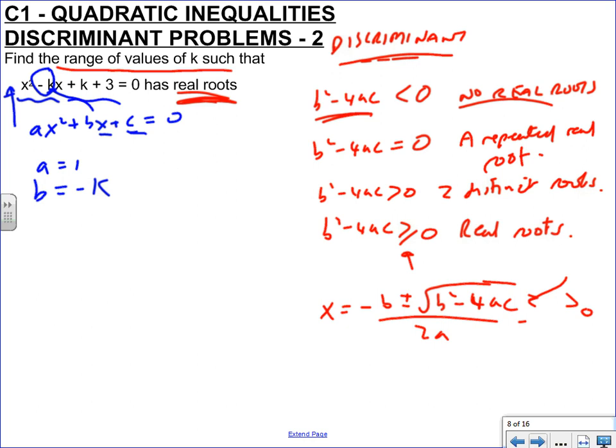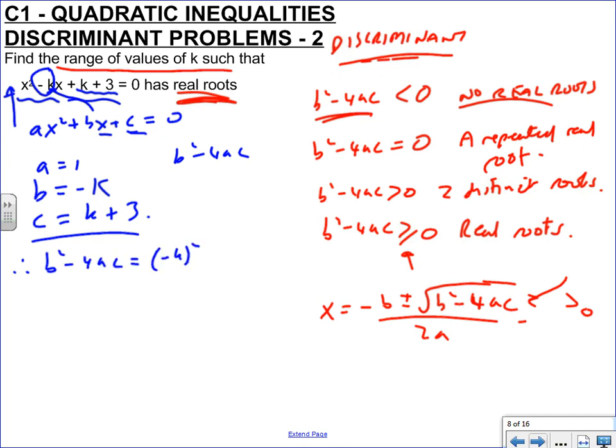C though, c is anything that doesn't have an x next to it. So c is the coefficient of x to the 0. x to the 0 is 1, right? So c is the whole k plus 3. Therefore, we can start doing this problem. So our discriminant, b squared minus 4ac, is, b is minus k, so that's all in brackets squared, minus 4 lots of a is 1, k plus 3, and remember we're saying real roots, so that's greater than or equal to 0. We'll expand that out.